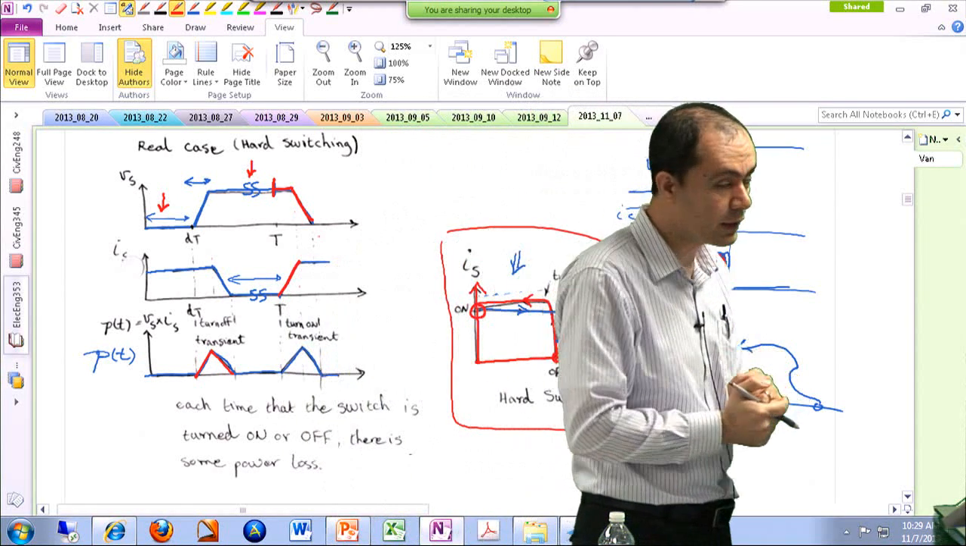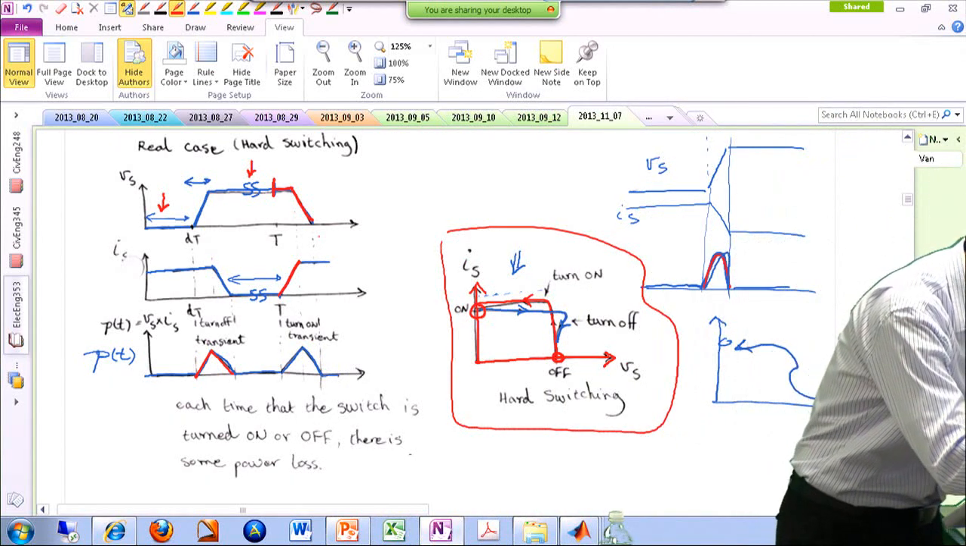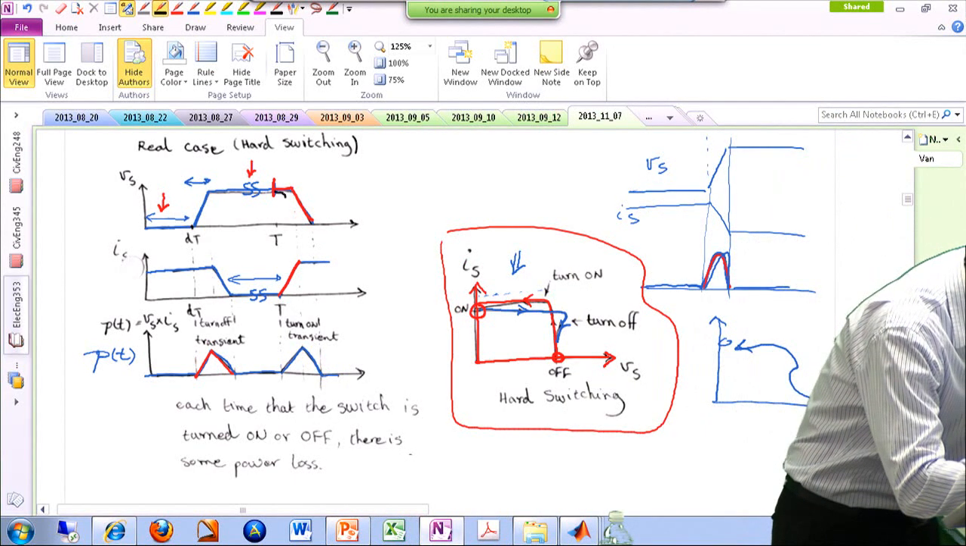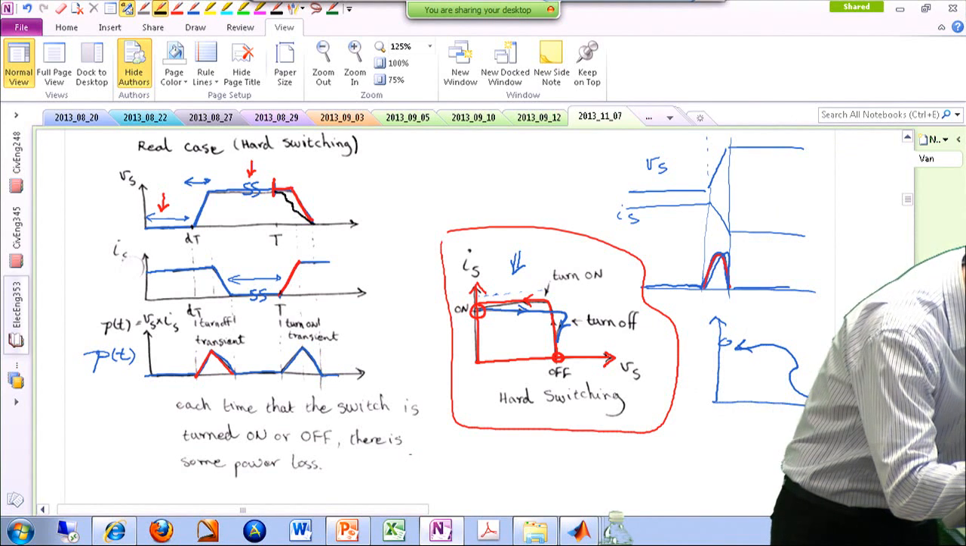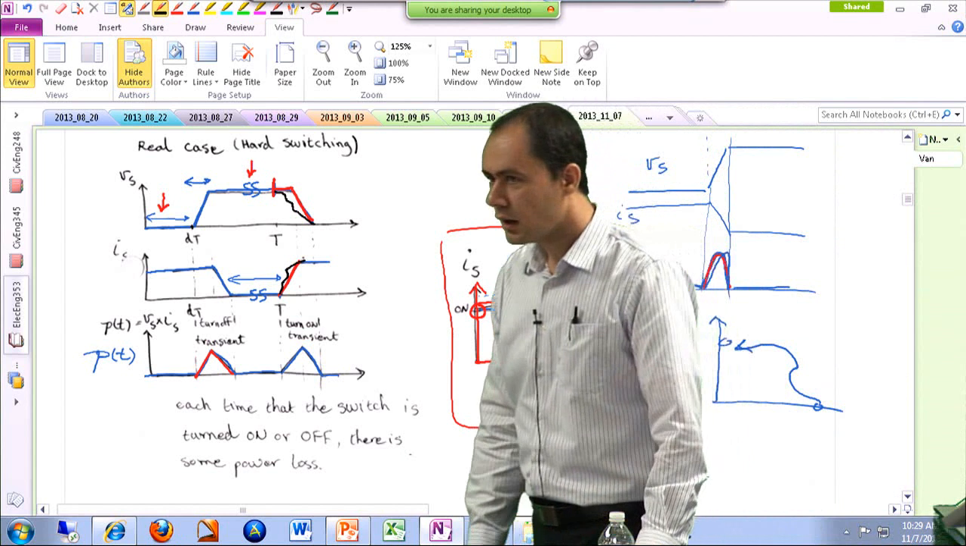Again, it may not be exactly true. It could be something like this, and this could be something like that. Again, I don't know. Other questions?